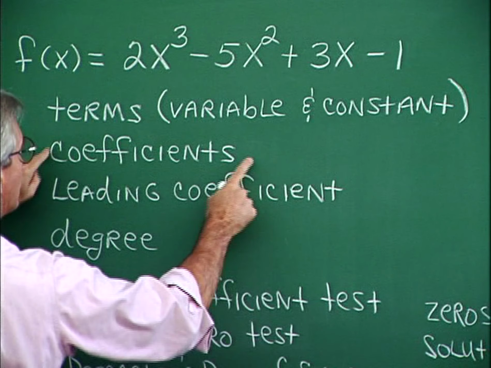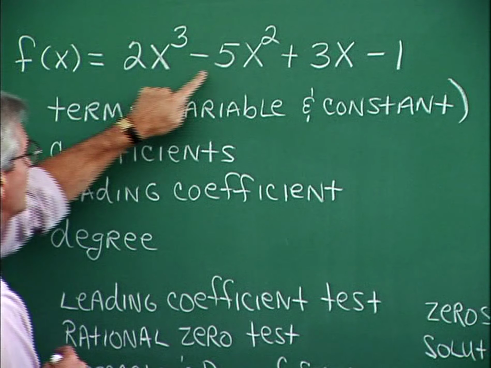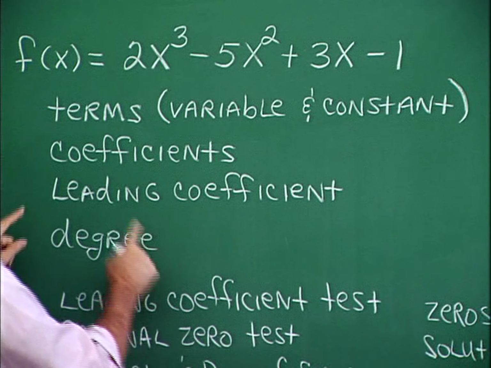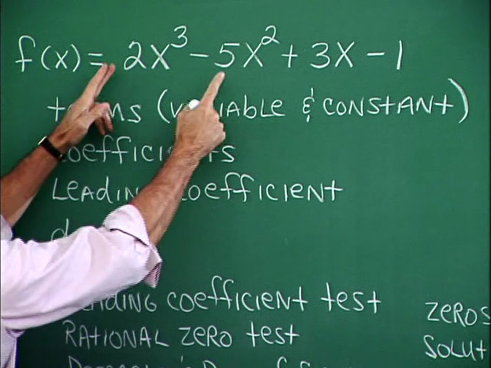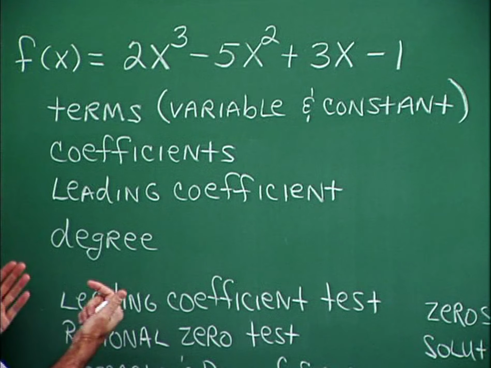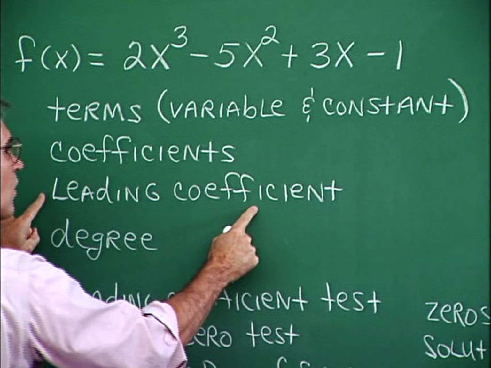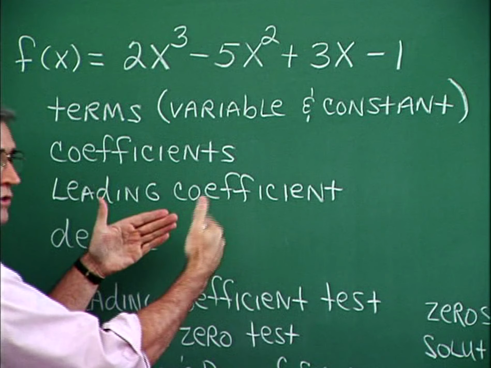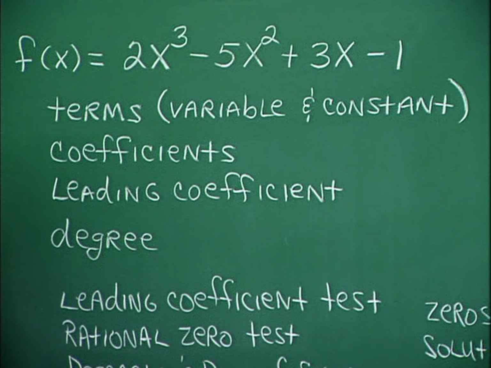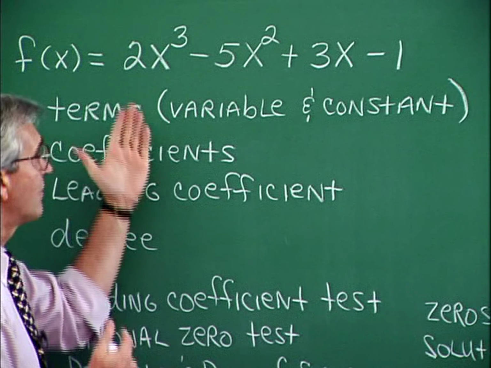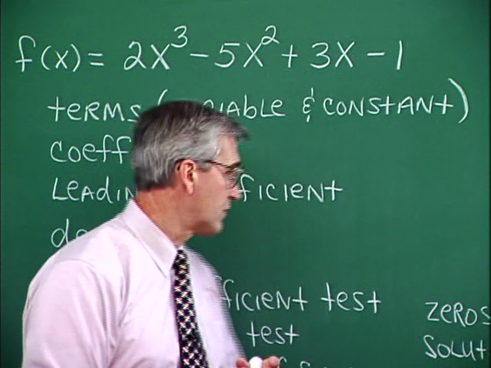When we refer to coefficients, we're talking about the number involved in a term. Here the coefficient is 2, here -5, here 3. Leading coefficient: we talk about degree, the degree of the polynomial, the degree of each term having to do with the exponent on a variable. And the leading coefficient is the coefficient in the term of highest degree. This term of highest degree also designates the degree of the polynomial itself. So there are just a lot of things that are related here in terms of terminology.